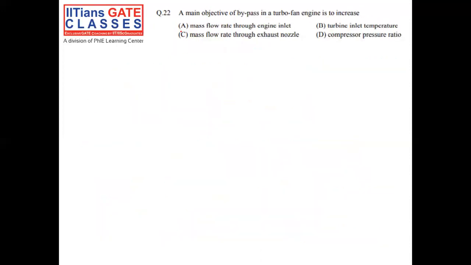Next question. The main objective of bypass in a turbofan engine is to increase the mass flow rate through engine inlet, mass flow rate through exhaust nozzle, turbine inlet temperature, or compressor pressure ratio. Okay, so let's draw a schematic of the cross-sectional view of a turbofan engine. This will be something as follows.